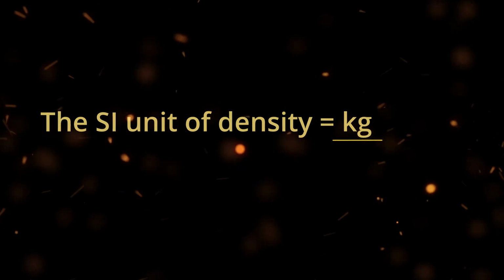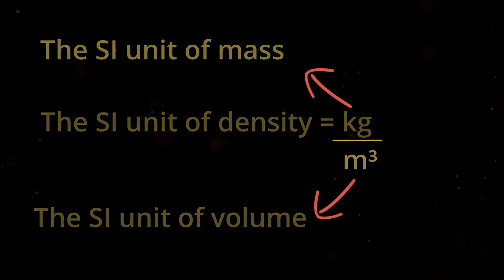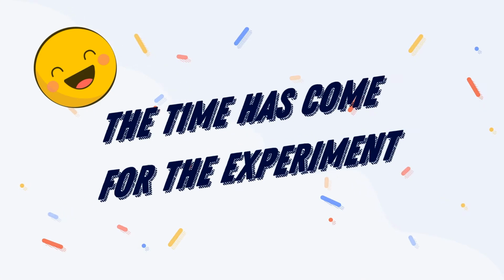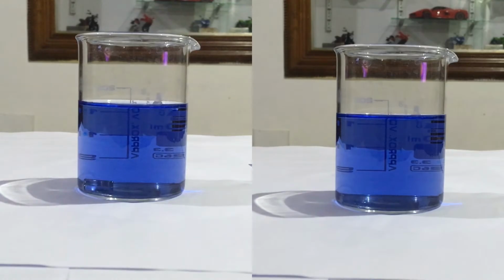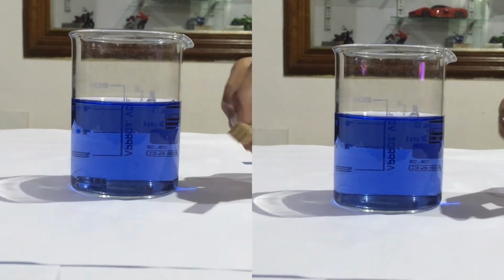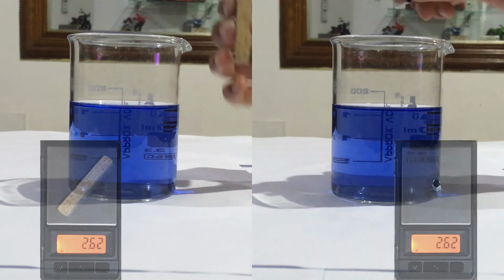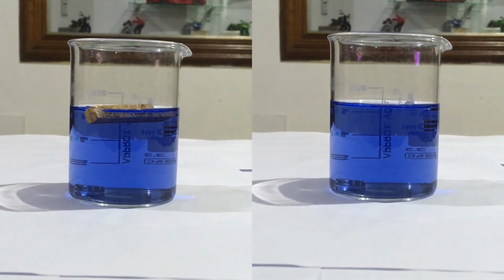The SI unit of density is kg by meter cube, where kg is the SI unit of mass and meter cube is the SI unit of volume. Now, let's get on to an experiment to understand more about density. As you can see, this is a beaker filled with water. Now, I'm going to gently drop a metal piece and a wooden block of the same mass into the water. You'll observe that the metal piece sinks while the wooden block floats.